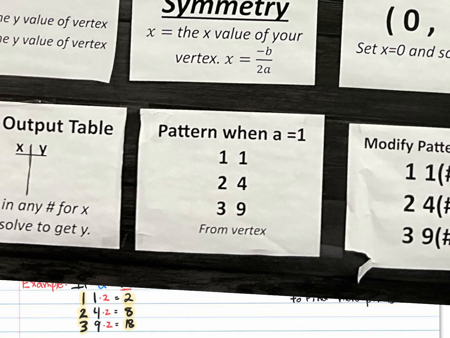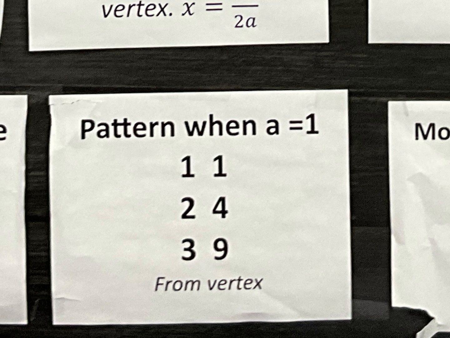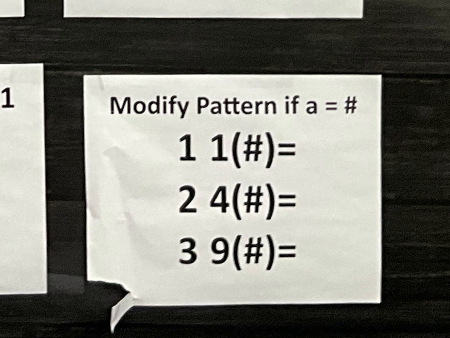Like even down here, look, it says when the a value is 1, use the pattern 1, 1, 2, 4, 3, 9 from the vertex, right? But what if your a value is not 1? What if your a value is any other number? Well, right next to it, it says right here, your modified pattern, if your a value is a different number, all you have to do is take the 1, 1, 2, 4, 3, 9 and multiply your output 1, your output 4, your output 9, multiply it by that new a value. That way you have your new modified pattern, okay?